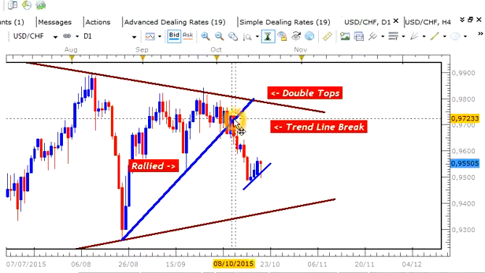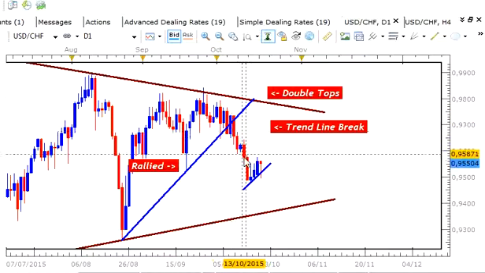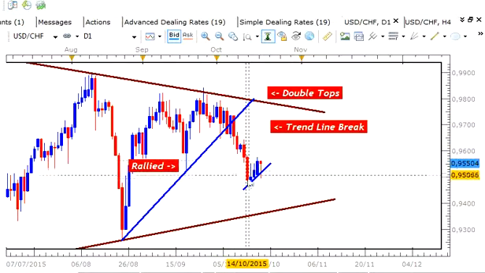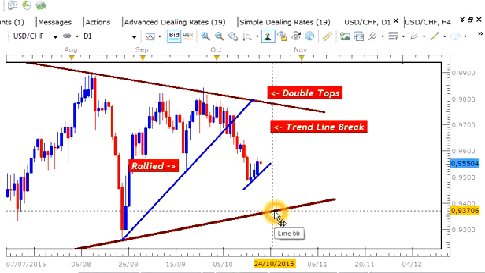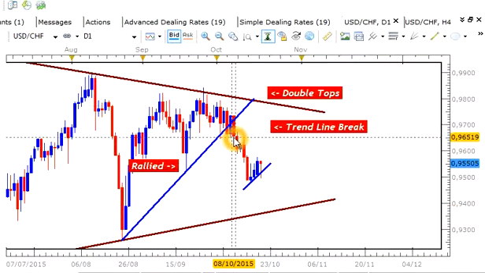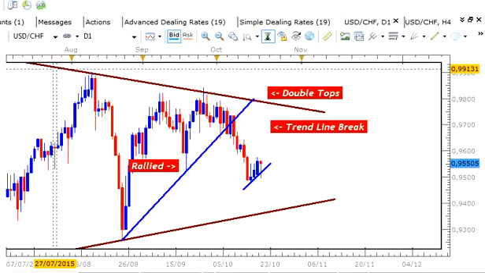And then this was followed by a break of the trend line that led to the current downtrend that we're now seeing that could actually take us back to the support boundary. Now, this movement was exactly as I had predicted over the last couple of weeks.